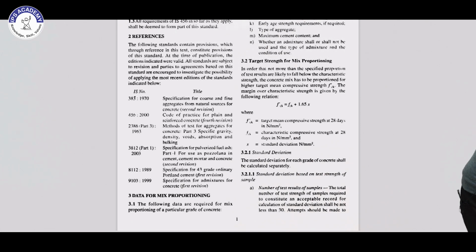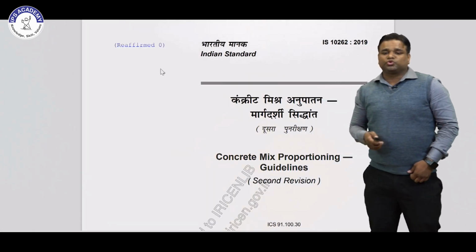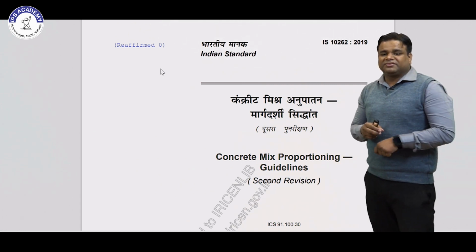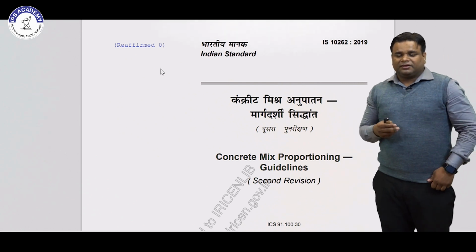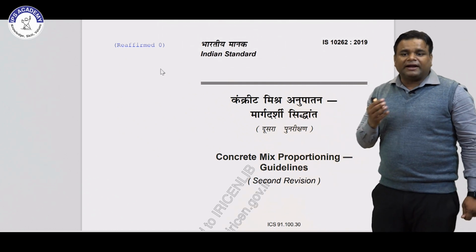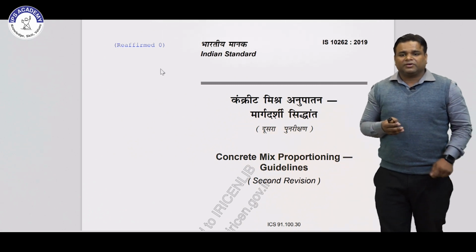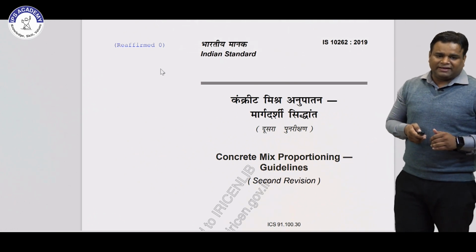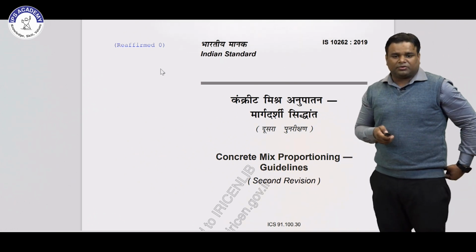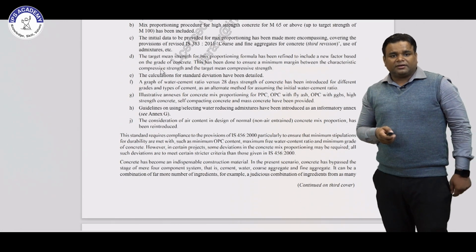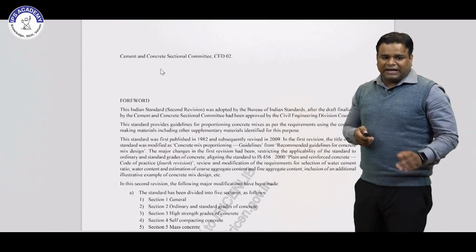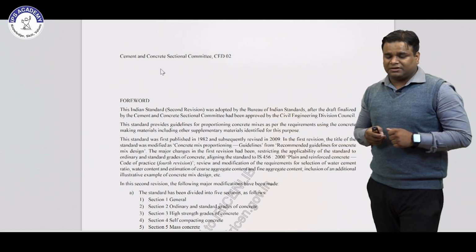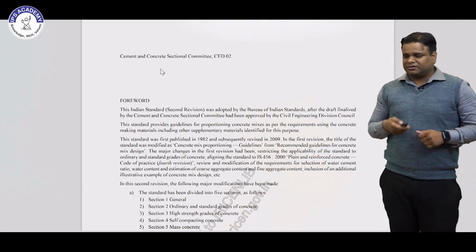The new code is IS 10262:2019. It is the second revision of the concrete mix design standard. It was first published in 1982, then in 2009, and the latest version was published in 2019. The title is the same as we have seen in the 2009 code, but in this they have made major modifications in the code.